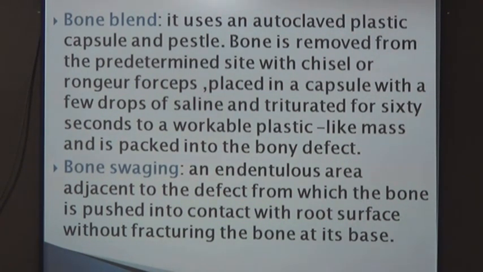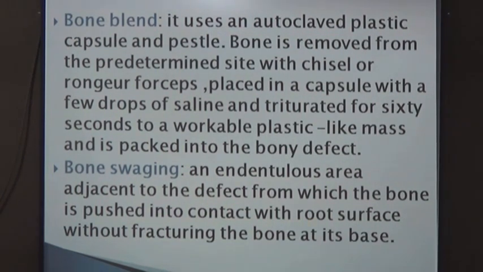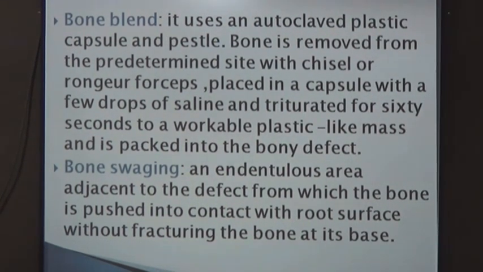See, an edentulous area adjacent to the defect from which the bone is pushed into contact with the root surface without fracturing the bone surface. If it is like this, you bring it like this without affecting the base. Here there is a defect, the edentulous area is nearby. You are going to push this bone adjacent to the root surface without disturbing the base. Are you able to understand bone swedging and bone blending?